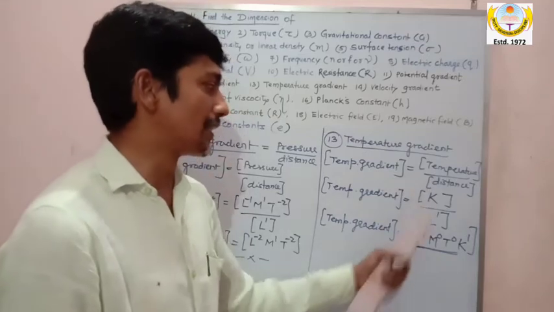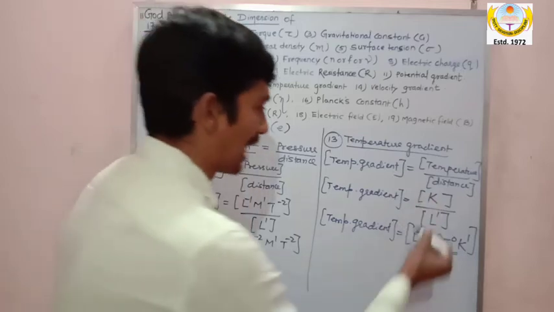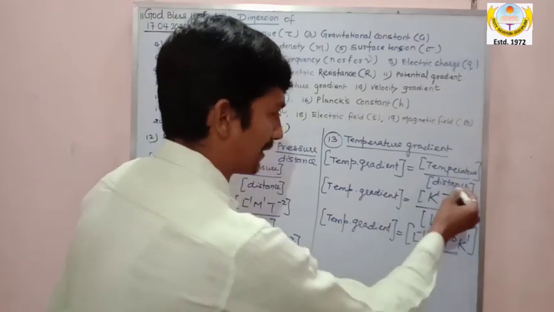I hope it is clear. So the formula is temperature upon distance. The dimension of temperature is Kelvin, so this is Kelvin power 1 because there is only one temperature. Distance also has only 1.